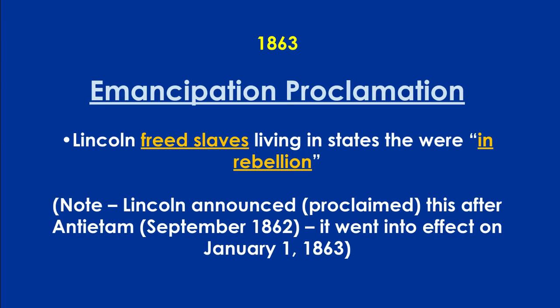The Emancipation Proclamation was in 1863, in the middle of the war. Actually, Lincoln issues it in 1862, and it takes effect on January 1st, 1863. It frees all slaves living in states that were in rebellion, which doesn't actually free slaves because the states that were in rebellion were the Confederate states. The border states, which also had slaves, did not have to free their slaves because they were not in rebellion.